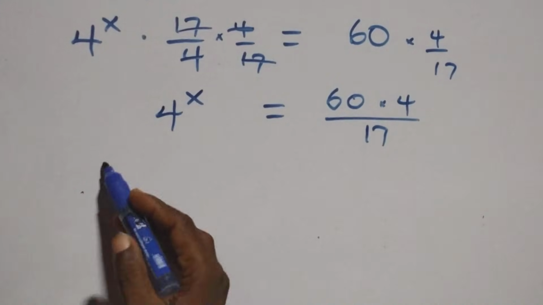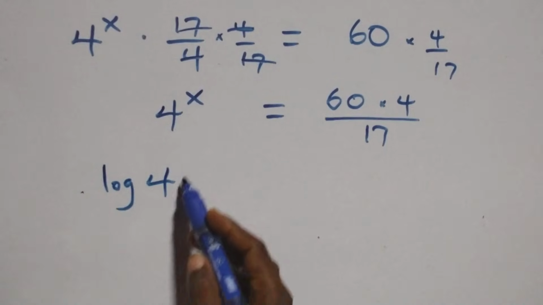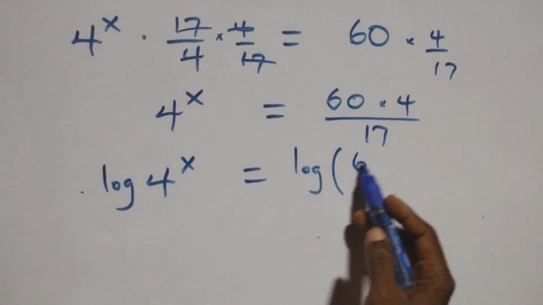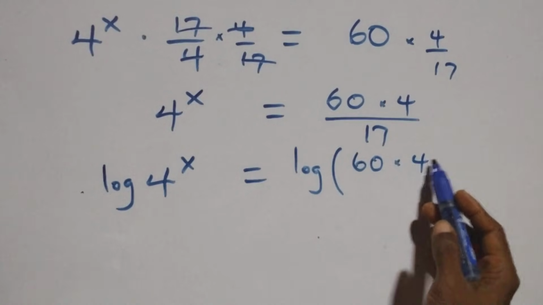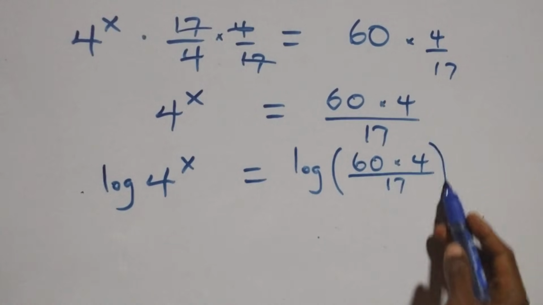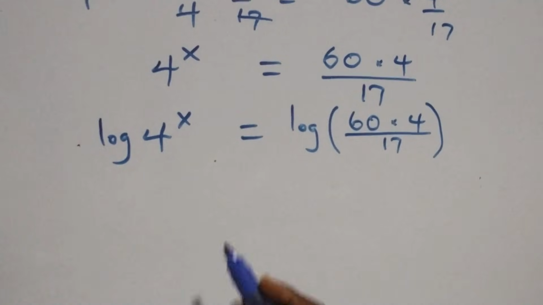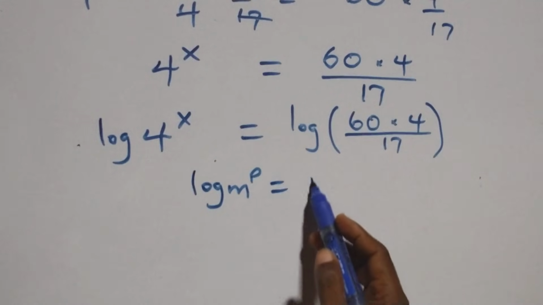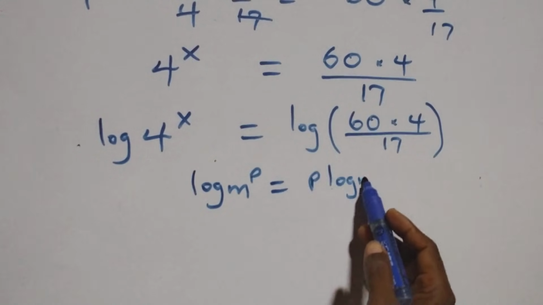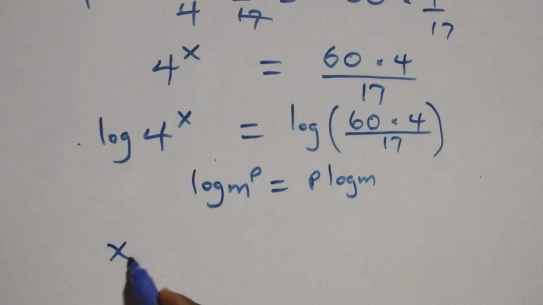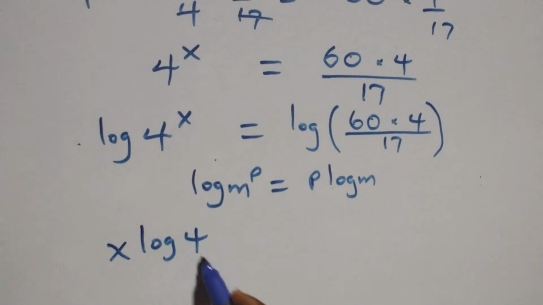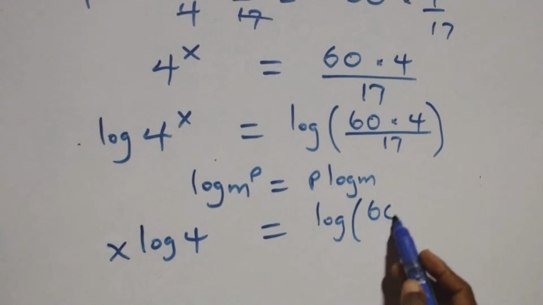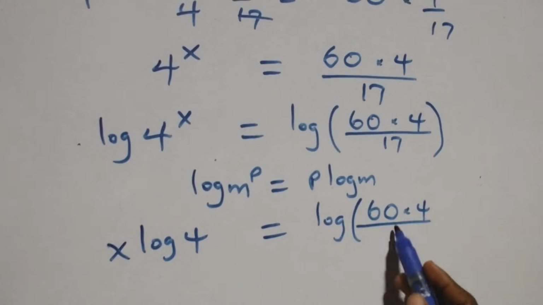Which implies we take the log on both sides. We have log 4 raised to power x equals log of 60 times 4 over 17 on this side. We apply the power law of logarithm: when we have log m raised to power p, this is the same thing as p log m. Here we have x log 4 equals log of 60 times 4 over 17.